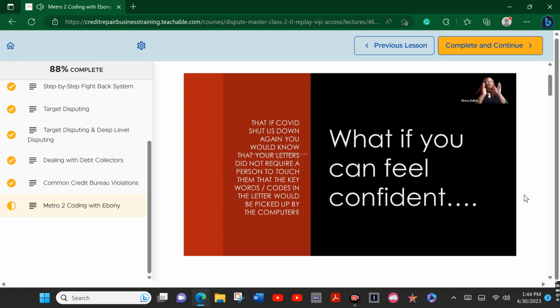All right. So what if you could feel confident that if COVID happened again and everything got shut down and there wasn't a person available, your business could still thrive? Because mine thrived during COVID. The reason mine thrived was because I had Metro 2 coding in my letters. So all I needed was the actual software. I needed the bureau system. The OCR system is the bureau scanning system. It feeds it into eOscar.